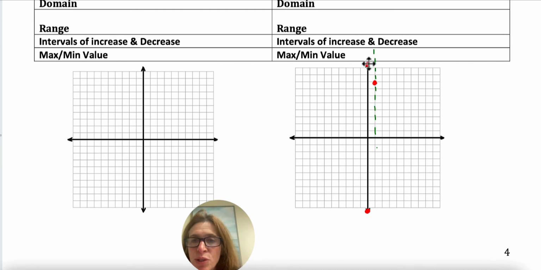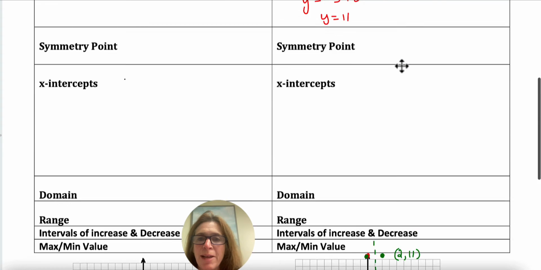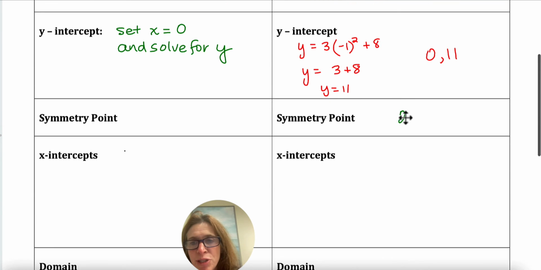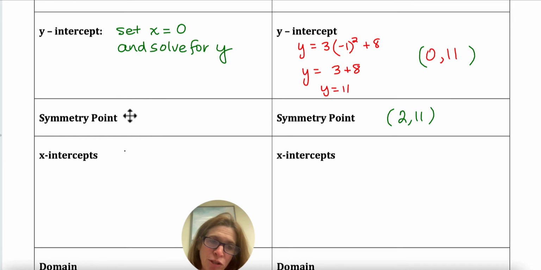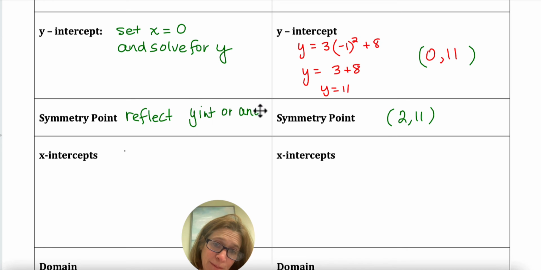So we can use the y-intercept to find a symmetry point. So it has to be the same distance away and have the same y-coordinate. So it would be right there, and its point would be (2, 11). I'm sorry, this graph didn't work out so pretty. So my symmetry point would be then (2, 11). So to find your symmetry point, you just want to reflect either the y-intercept or any point over the axis of symmetry.